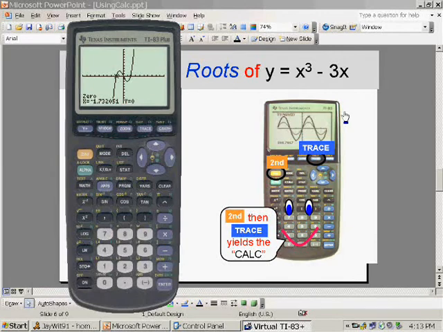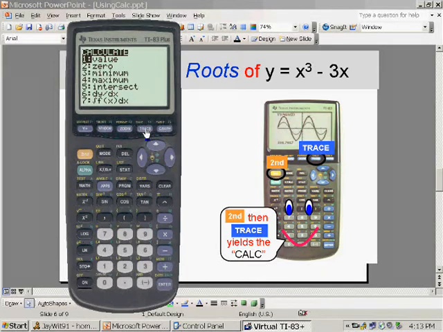Now this function has 3 zeros, 3 roots if you would. Let's find the middle one just to see what's the same about doing this. So I'll start off, I'm looking at the graph already, and I'll go into CALC, which is second, trace. And once again, it's going to ask, what do I want to find? The value is 0, minimum, maximum, etc. And I want to find a 0. So I'll cursor and hit enter.